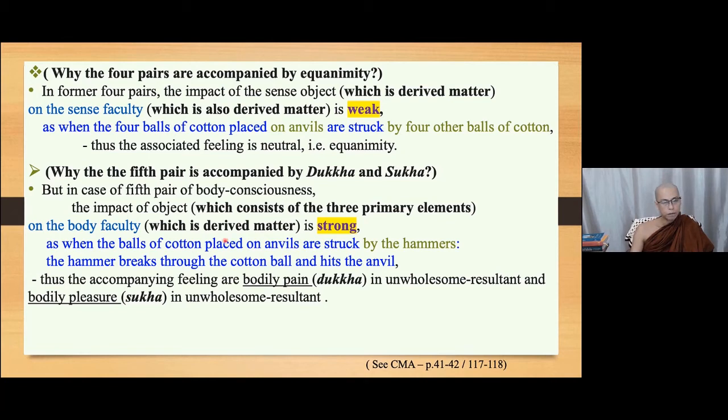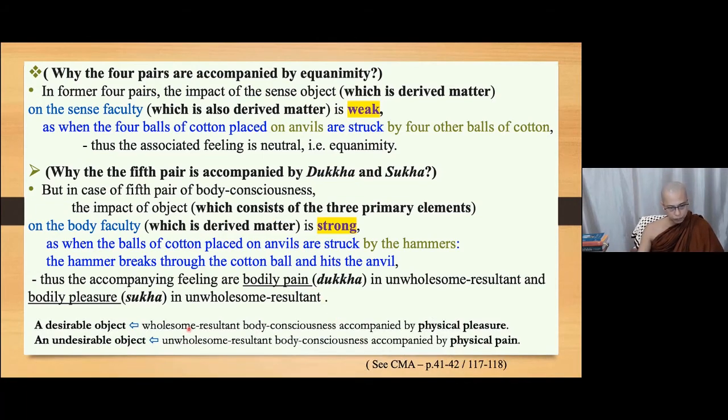So this we already explained in the Ahetuka Chitta study also, but here we repeat it for clear understanding. Then why is there a difference in the physical pleasure and physical pain? So it depends on the objects.